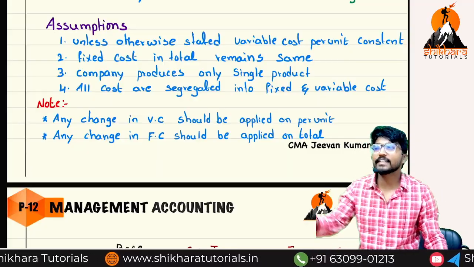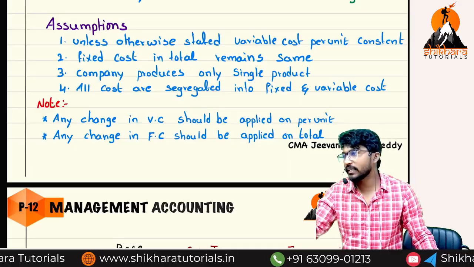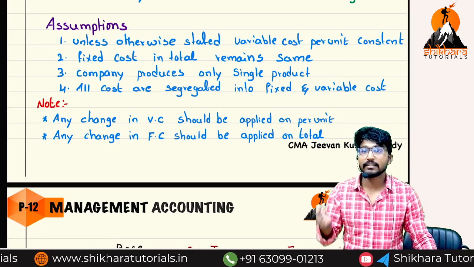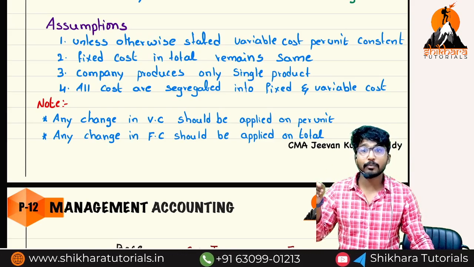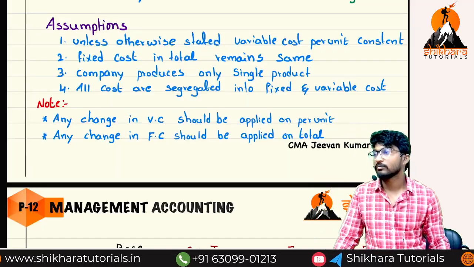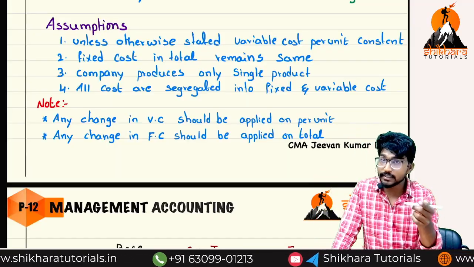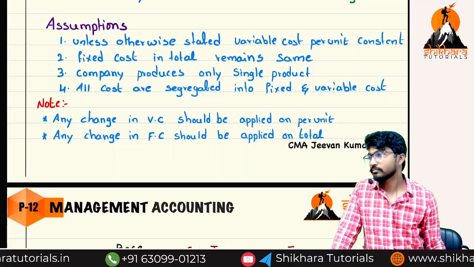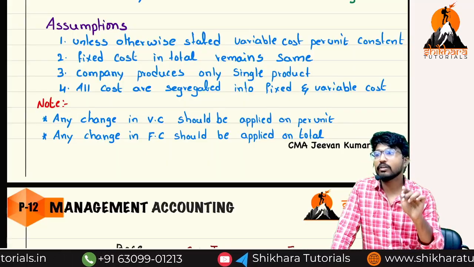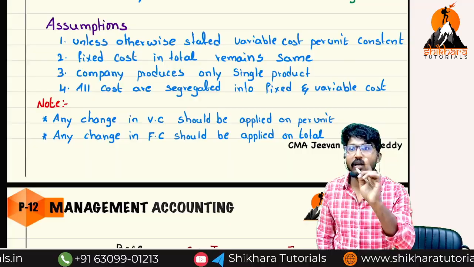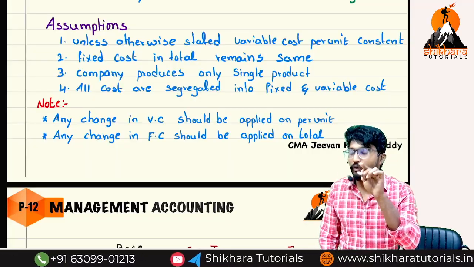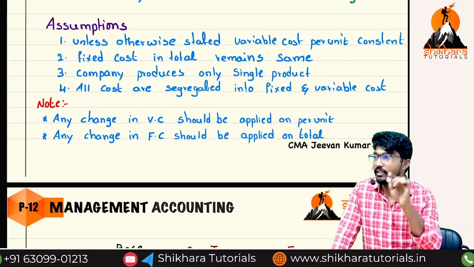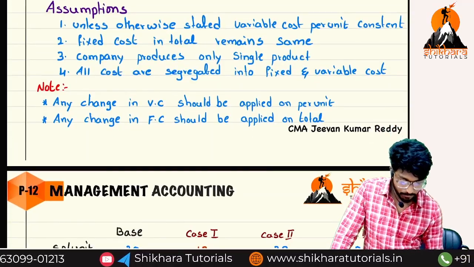Now when output is increasing, fixed cost per unit is decreasing. When output is decreasing, fixed cost per unit is increasing. So fixed cost per unit is variable. Fixed cost per unit is variable and variable cost per unit is constant. That's why whenever you are talking about variable cost, always mention it on a per unit basis. When you are talking about fixed cost, always mention it on a total basis.